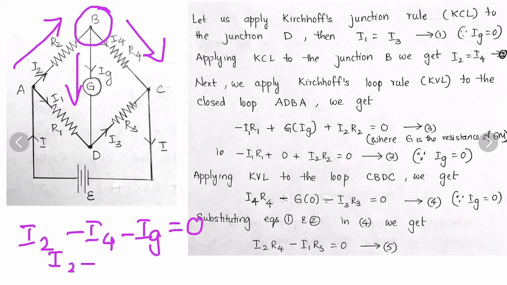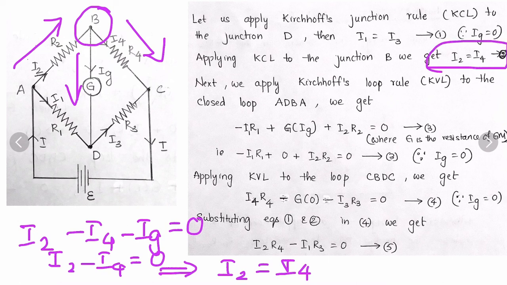Therefore, I2 minus I4 is equal to 0. Therefore, I2 is equal to I4. This is equation number 2 which I have shown here. I2 is equal to I4. Then after that, this first law is over.